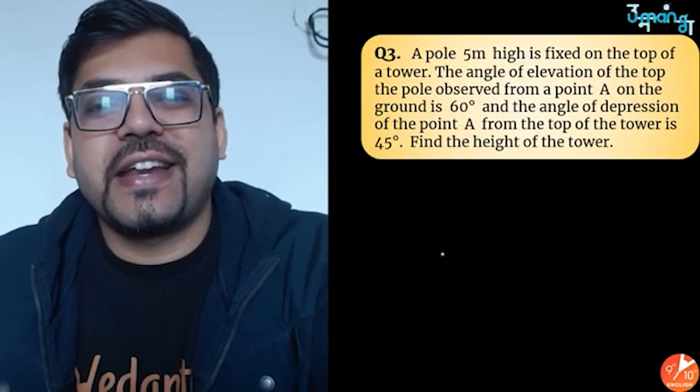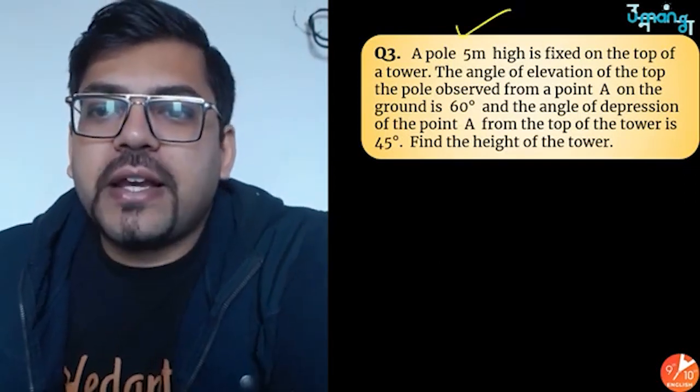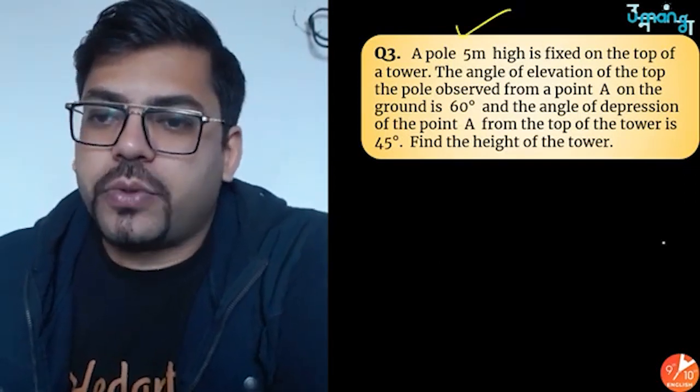Moving on, here's the next question. A pole 5 meters high is fixed on the top of a tower. Okay, so this is a tower.